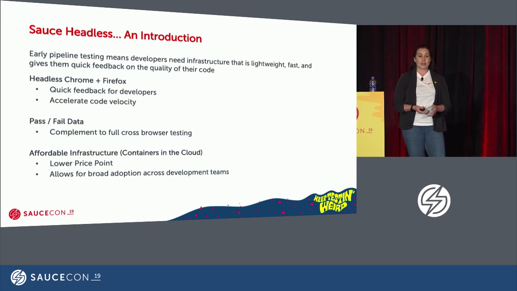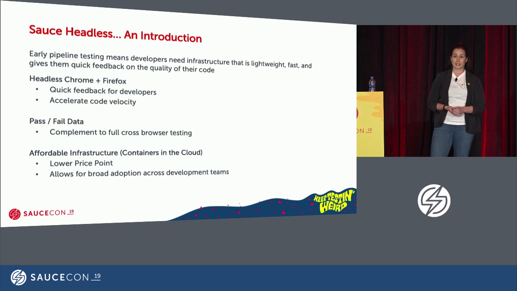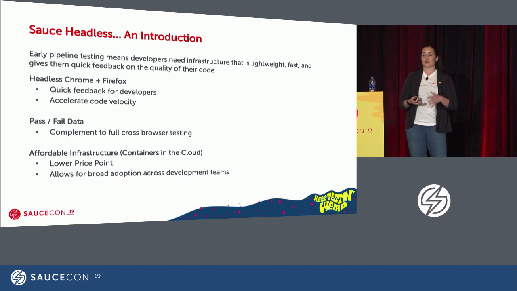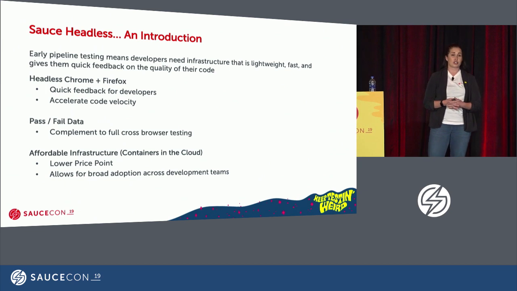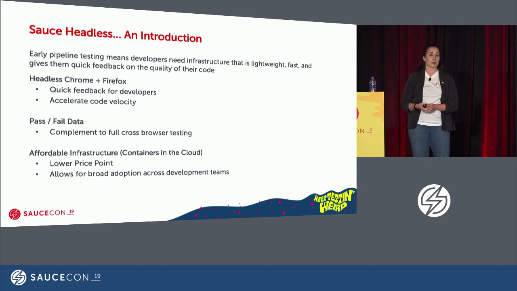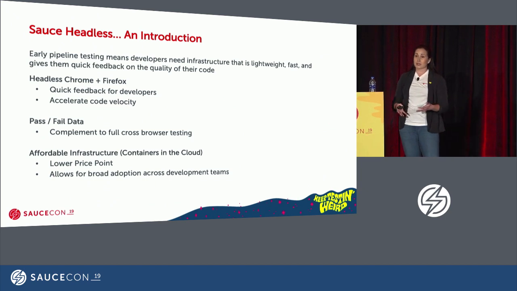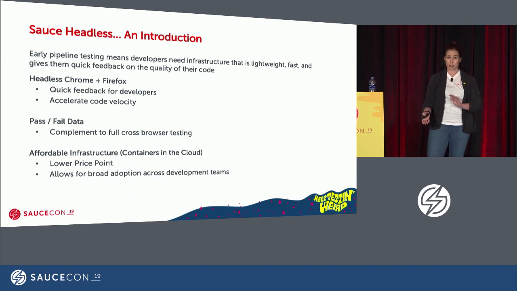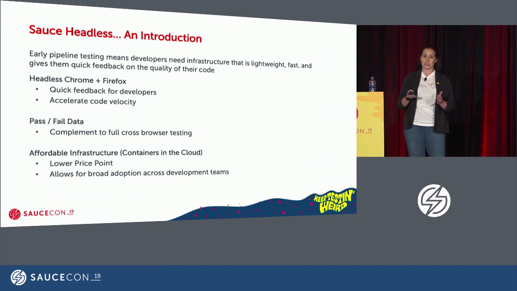And so Sauce Headless is offering headless Chrome and Firefox on Linux containers on Kubernetes, the 3 previous versions only. What that allows is quick checks, to get quick feedback to developers on component tests and sanity checks to ensure that they can merge their code into master, allowing more stable code to move through the pipeline more quickly. Sauce Headless also does provide some pass-fail data for quick debugging. We're going to get into the differences on what's offered in Sauce Headless and what is not in terms of debugging, but know that there's still that feedback of, yes, this works, no, this doesn't.